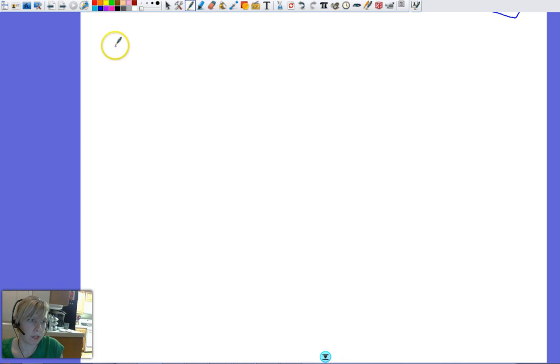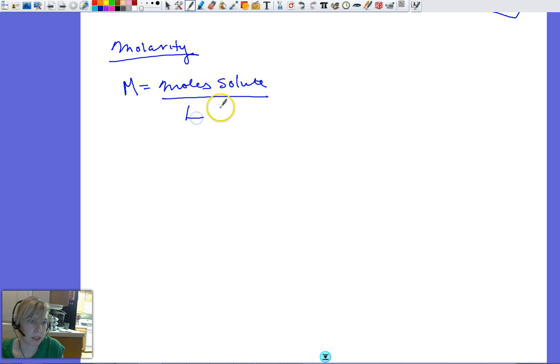So for molarity, we have: what is the molarity of 5.4 liters of a solution that contains 213 grams of sodium chloride? So our equation for molarity is molarity equals moles of solute divided by liters of solution.